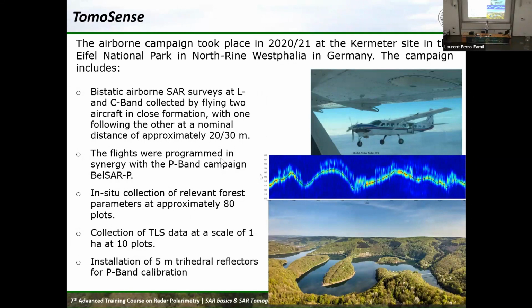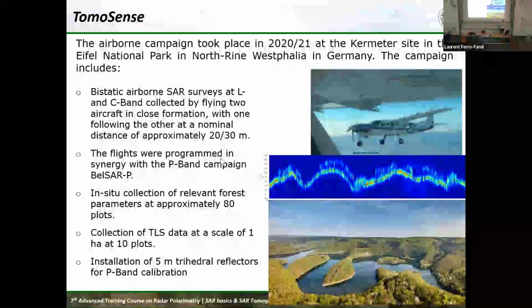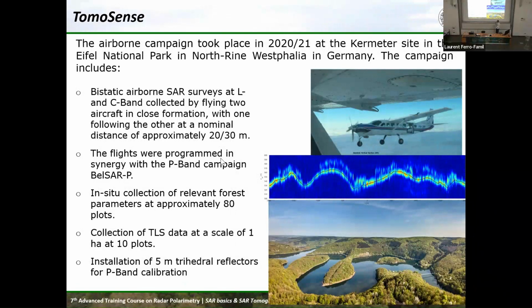This is a campaign that was flown in 2021 at this site here. This is the Eifel Park in northwest Germany, and in particular this is the Kermeter area. And we had a big campaign with ESA where basically we flew P-band, L-band, and C-band. They are all fully polarimetric data. So we have a big data set. We passed for each frequency band about 20 times. So we can do tomography at a fairly good resolution at different bands.